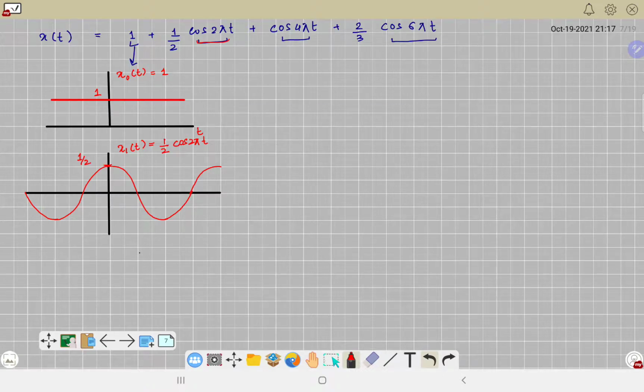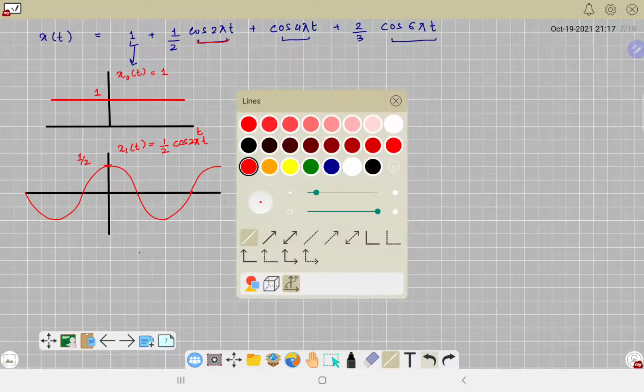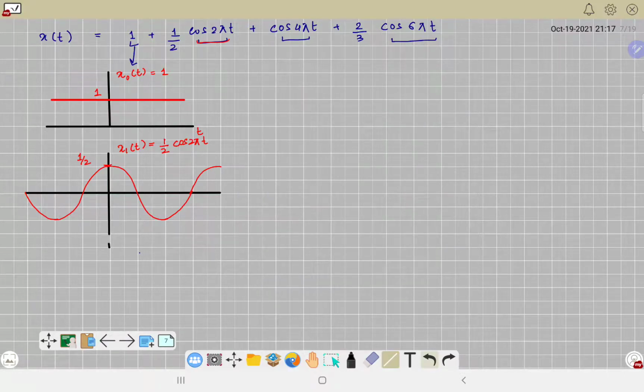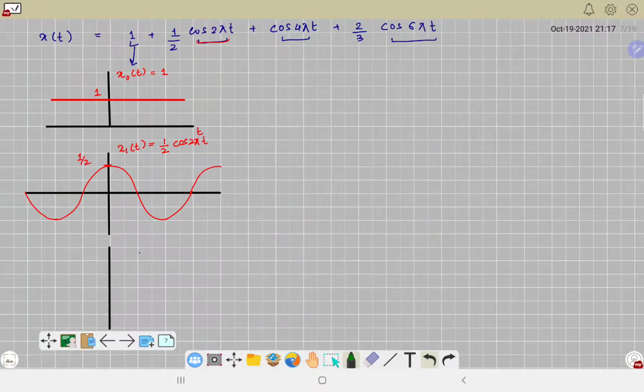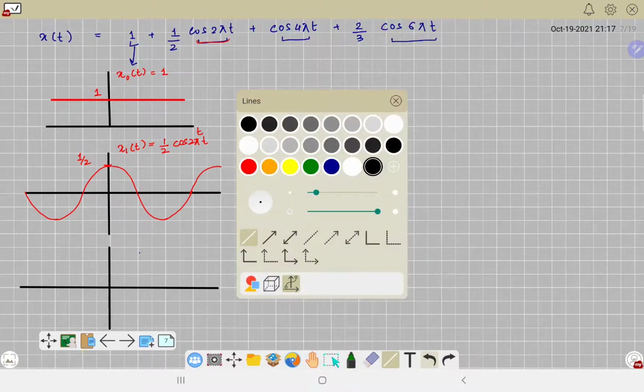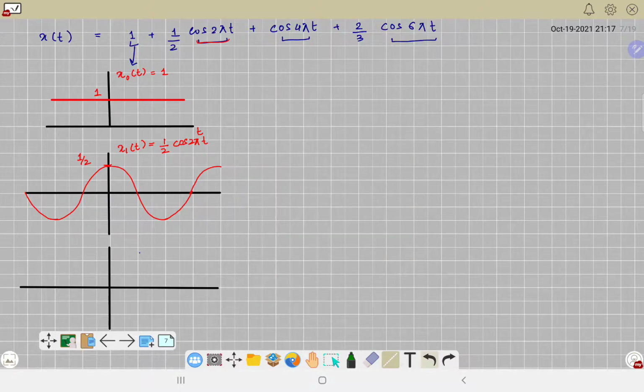Then we have cos 4 pi t, so it will again be a cosine signal, just that its frequency will be twice that of x1 of t. Now I'll try to plot it. Its amplitude, because it is 1, there is no scaling factor here, so it will have a higher amplitude. And I will just try to drop some projections.